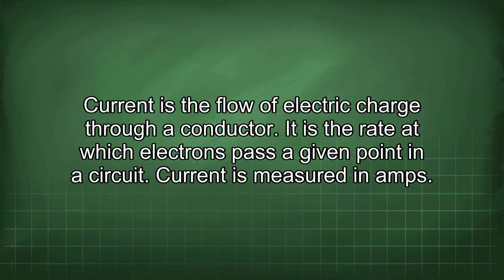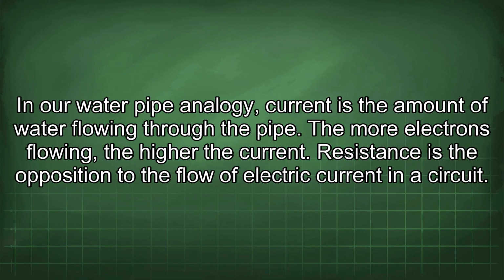Current is the flow of electric charge through a conductor. It is the rate at which electrons pass a given point in a circuit. Current is measured in amps. In our water pipe analogy, current is the amount of water flowing through the pipe. The more electrons flowing, the higher the current.